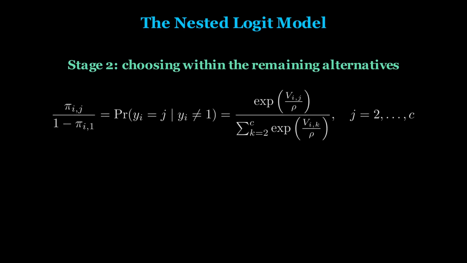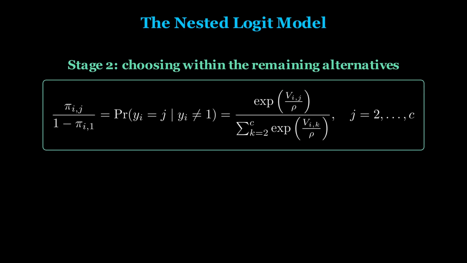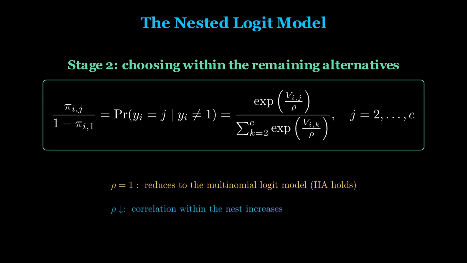If the first alternative is not chosen, the individual then chooses among the rest. The conditional probability of choosing alternative j, given that the first alternative was not chosen, is a standard Logit over the remaining alternatives, with each utility scaled by rho. Rho is what controls everything. When rho equals 1, the nested Logit model simplifies right back to the standard multinomial Logit model, and independence of irrelevant alternatives holds again. As rho decreases, the correlation among choices within the nest increases, which allows for more flexible and more realistic substitution patterns.